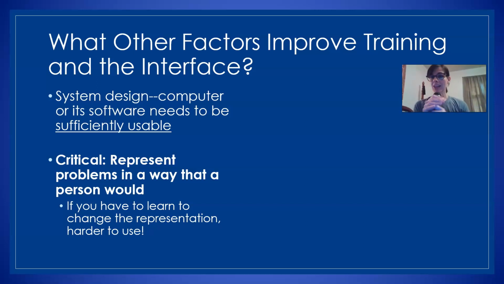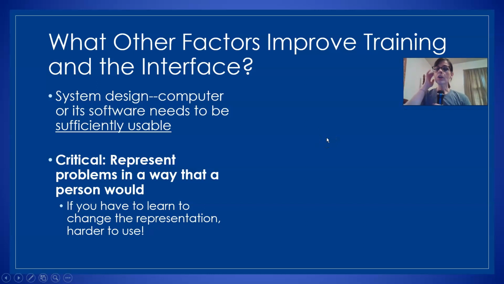But for something like R, which is often used, the learning curve is actually pretty steep unless you know somebody who is capable of sharing their code with you. So, computers or their software need to be sufficiently usable.